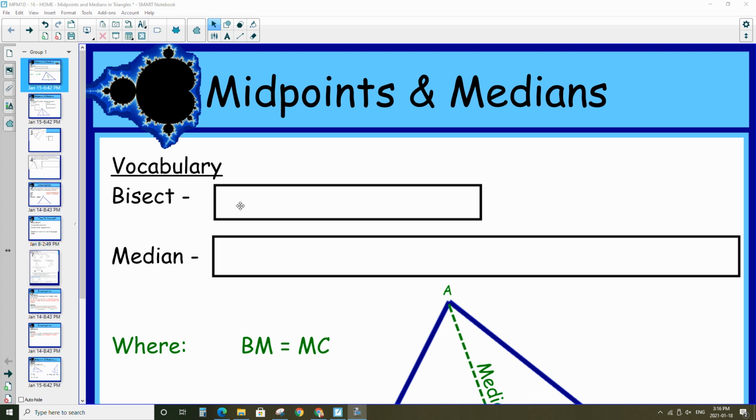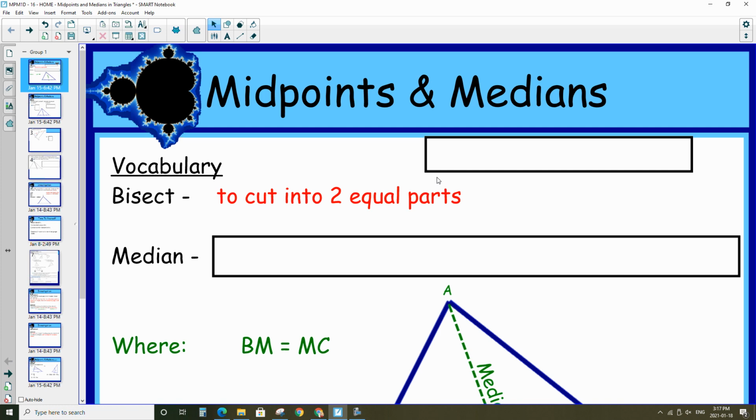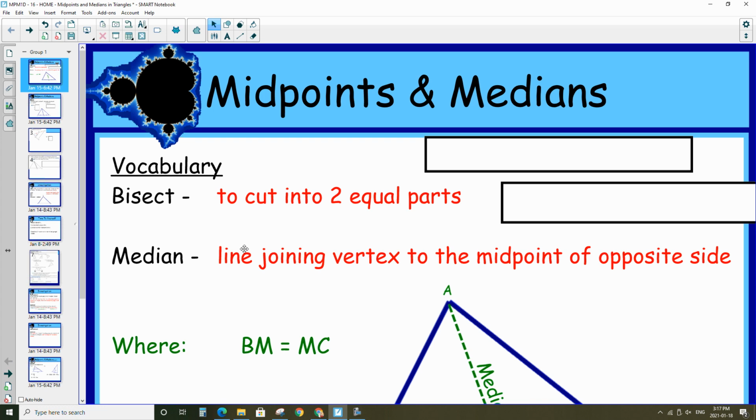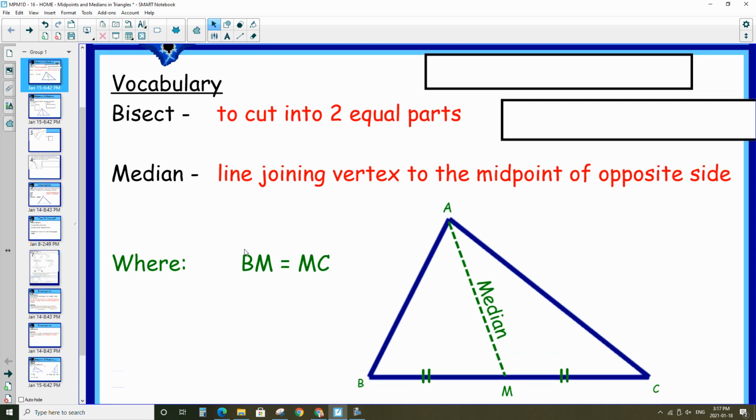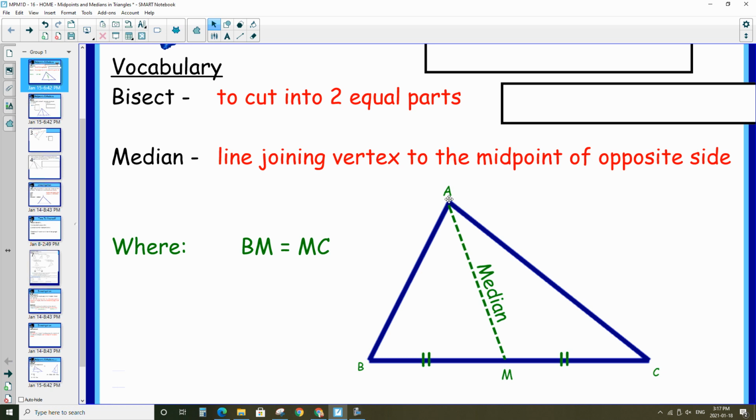To bisect something means to cut it into two equal parts. And the definition of a median is a line that joins the vertex to the midpoint of the opposite side. So here I'm selecting vertex A and I'm drawing a straight line to the opposite side. And that line has to end exactly in the middle of B and C. So if I measure B to C, then I can find the midpoint of that, and then I'm going to draw a median towards that point.